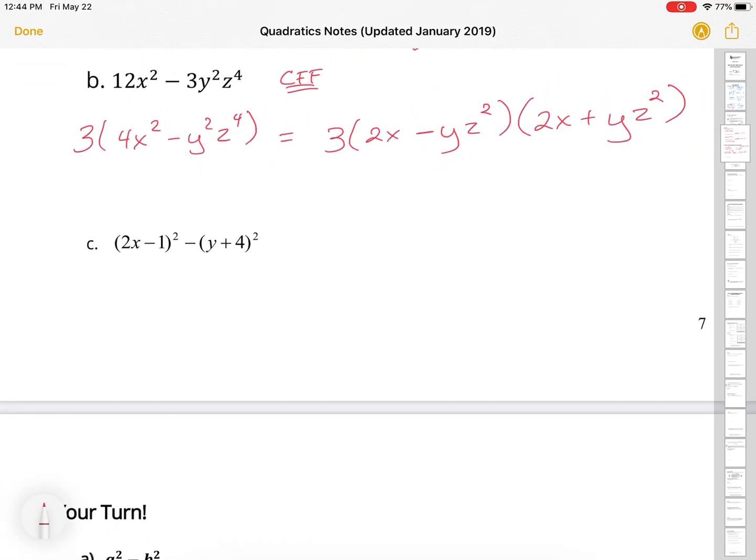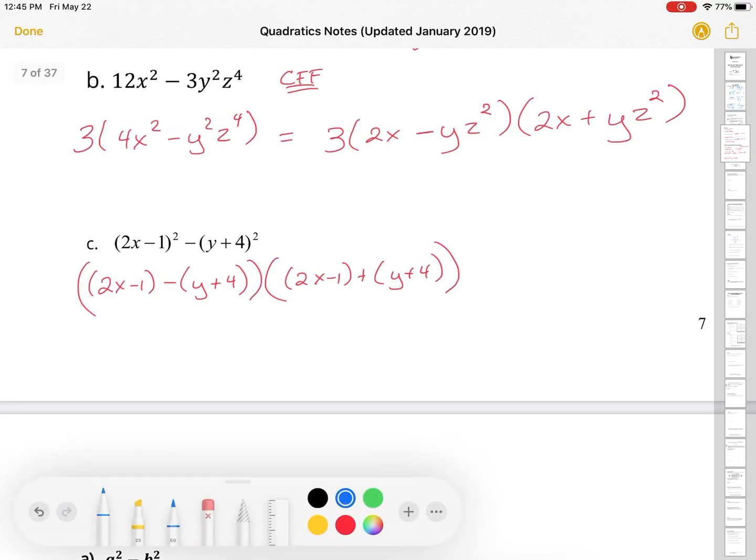So here, these are perfect squares. We're going to do a little more work with them though. So here we're going to have 2x minus 1 minus y plus 4. That's our first bracket. And then our second bracket is 2x minus 1 plus y plus 4. Now we need to expand.